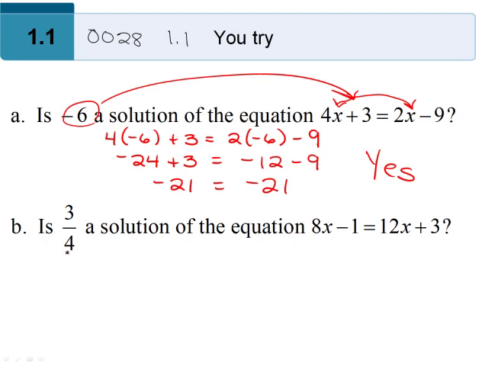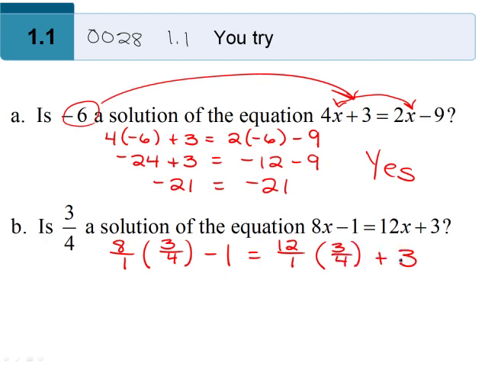Now, part B, what does everybody freak out about this one? Yeah, the fraction. Is 3/4 a solution of the equation 8x minus 1 equals 12x plus 3? Don't be afraid of fractions. They're tiny, you can squish them. We're going to put 3/4 everywhere there's an x. Since I have to multiply 8 times 3/4, I'm going to put 8 over 1 times 3/4, that's the 8x part, minus 1 equals 12 over 1 times 3/4, that's 12x, plus 3.